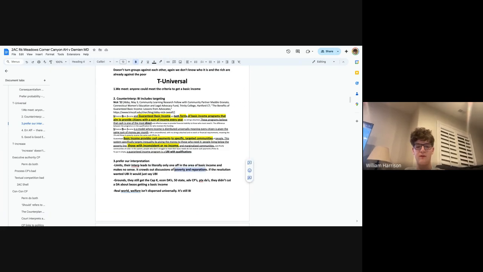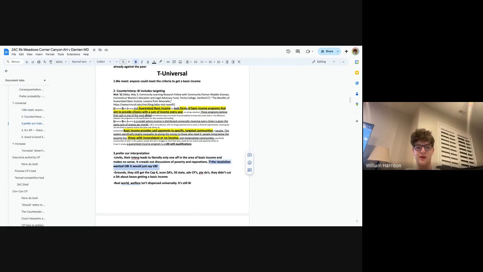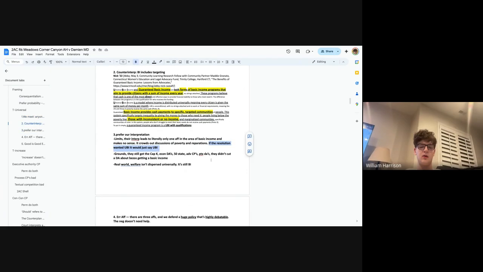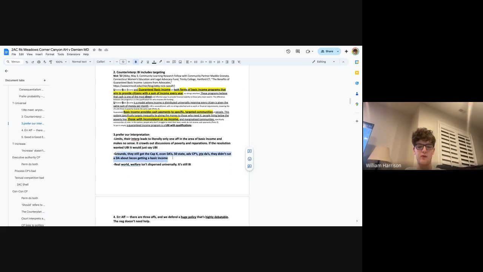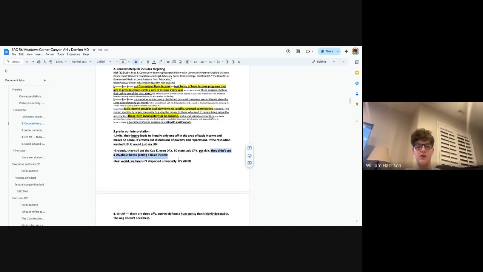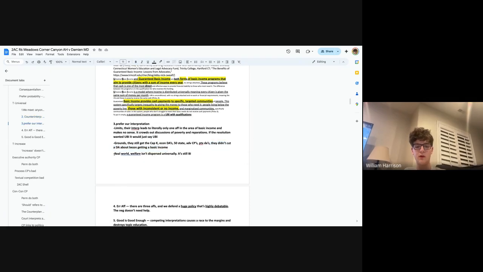There's discussions of poverty and reparations that we should be able to have. And then we make a little framers intent argument here, if they wanted UBI, they would say UBI. Grounds. They still get the CAP critique, the econ disad, 50 state, advantage counterplans, politics disads. We're saying they're not losing any ground because they don't cut a disad about when Jeff Bezos receives the basic income.